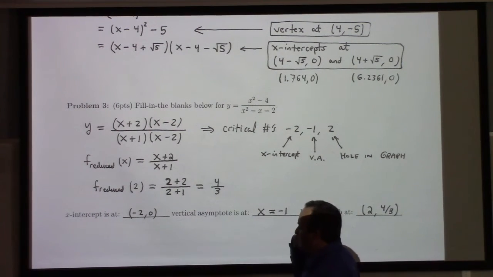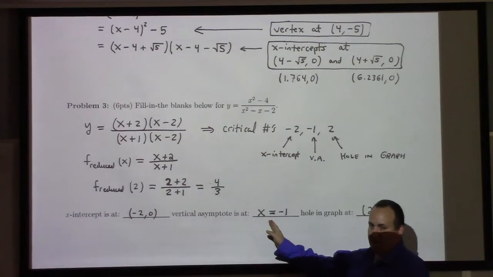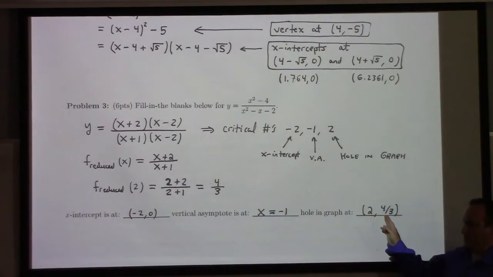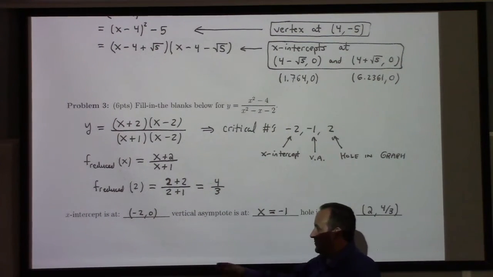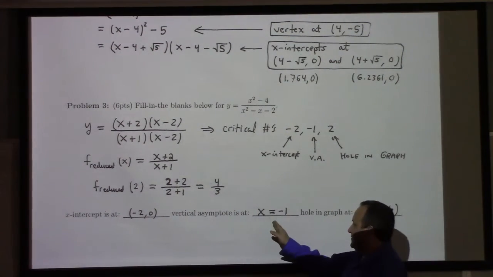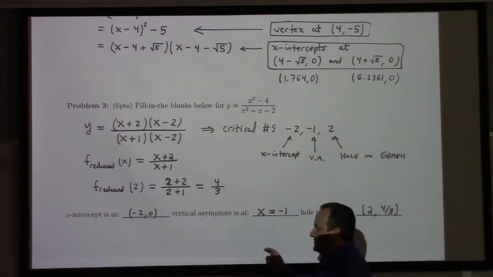The x-intercept is at -2. The vertical asymptote is at -1. The hole in the graph is at 2. Right? So if you just wrote -2, -1, and 2 here, I give you full credit, all right? But what I've written is better, right? Because the x-intercept is technically at -2, 0.